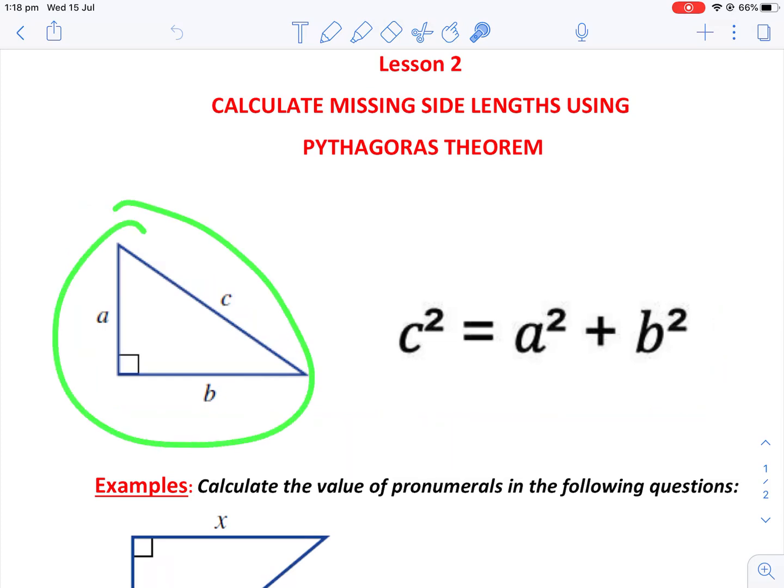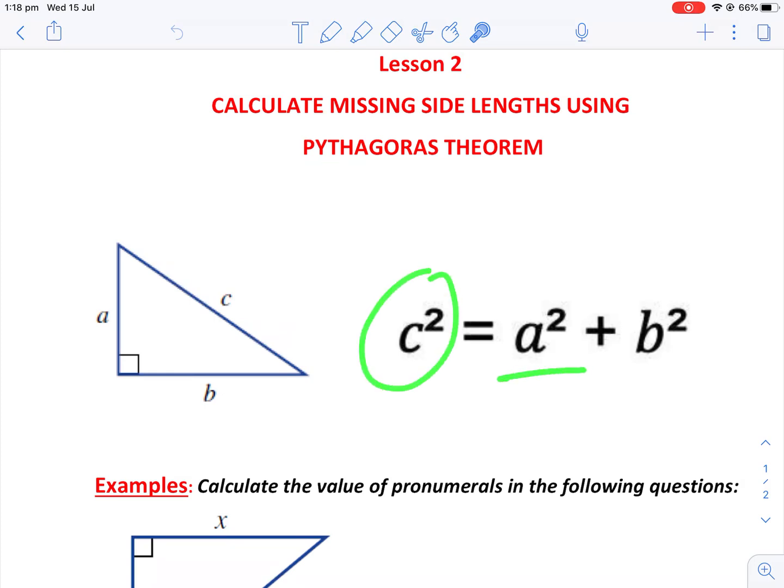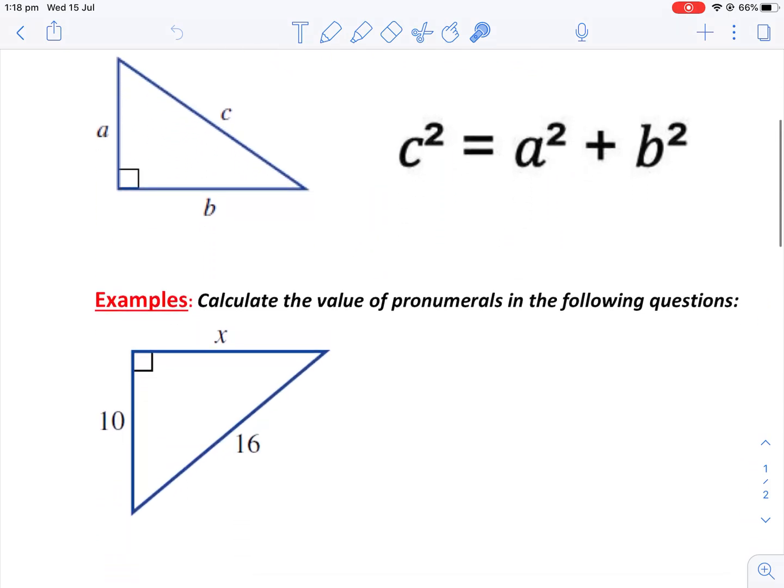So in this right angle triangle, C is the measurement of the hypotenuse. A and B are the measurements of the two other sides of the right angle triangle. And based on Pythagoras theorem formula, we have C squared equals A squared plus B squared. Now let's go through these two examples.